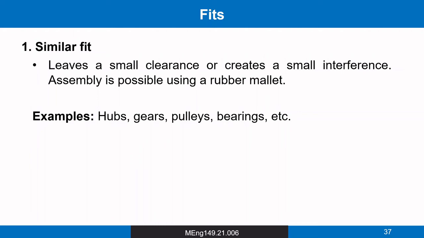So for example, hubs, gears, pulleys, bearings. Mainly the first three examples, hubs and gears, because the assembly of gears or hubs and the shaft requires a tight fit, because it does not allow relative motion between the two meeting parts. Okay, so that is the application of the locational transition fit.